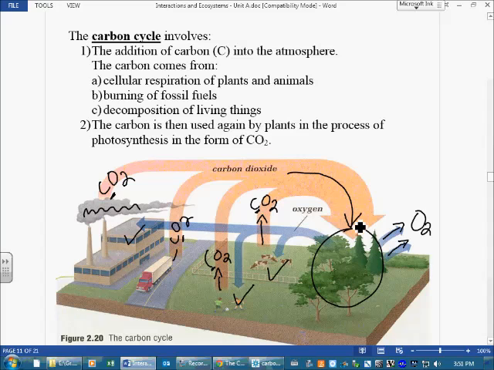It pretty much all goes back to plants. Then they use that carbon, again, to make their own food. And remember, what's at the start of every food chain? A producer. So that's how that carbon gets back into our ecosystems.